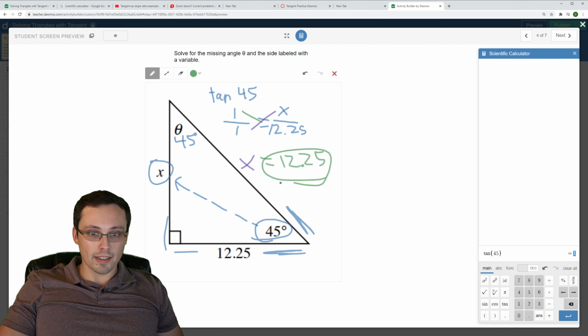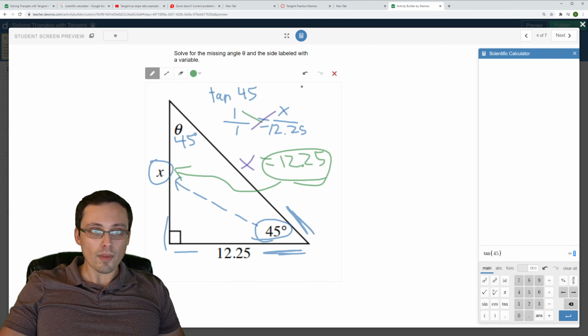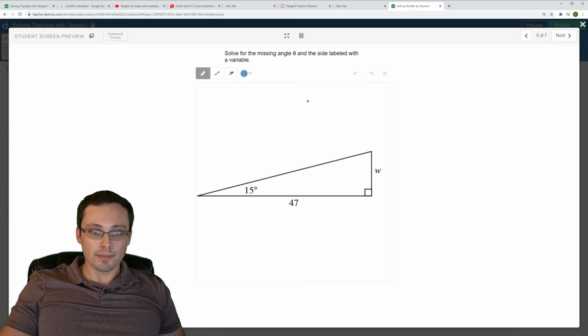So notice that the two sides are actually equal, which is why the slope was 1 over 1. This is half of a square. The rise and the run would be equal. All right, let's take a look at the next one.